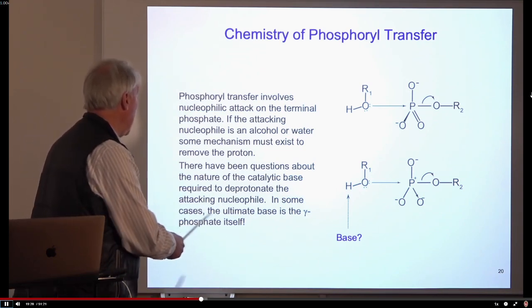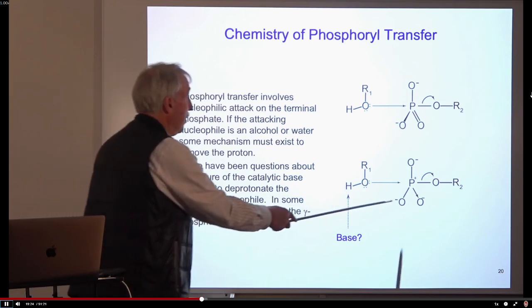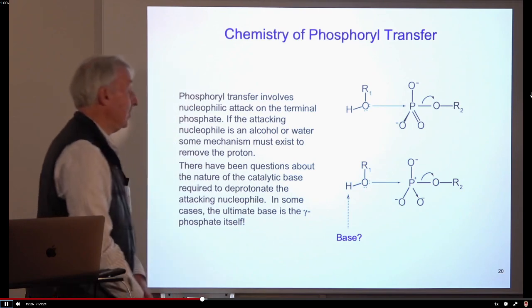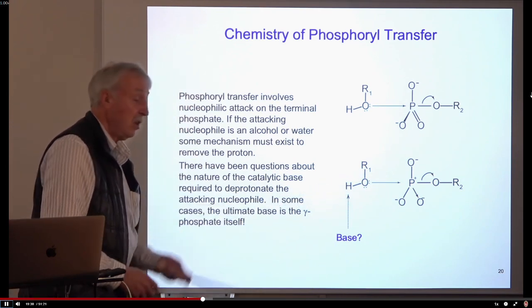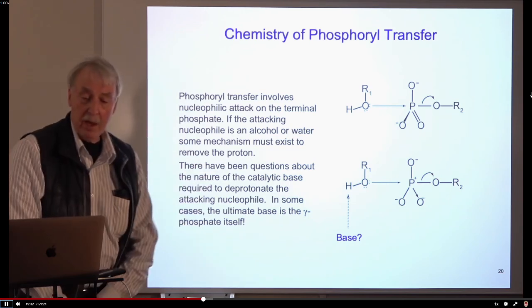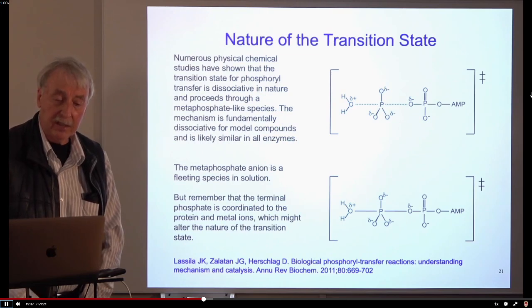And there are some enzymes, and we'll talk about this with the motor proteins, where it appears that the ultimate base is actually the gamma phosphate itself. You can't see in this particular class, the myosin, for example, you can't find a catalytic base. So, the nature of the transition state.